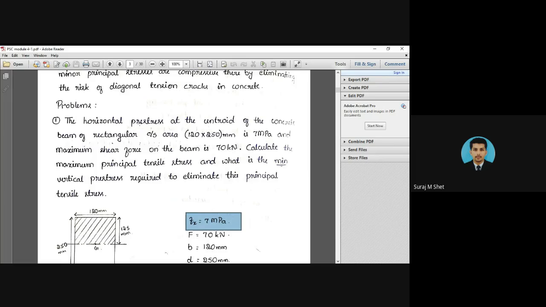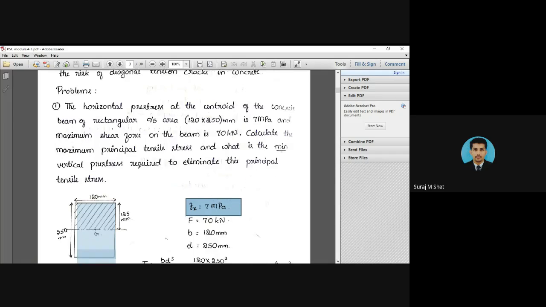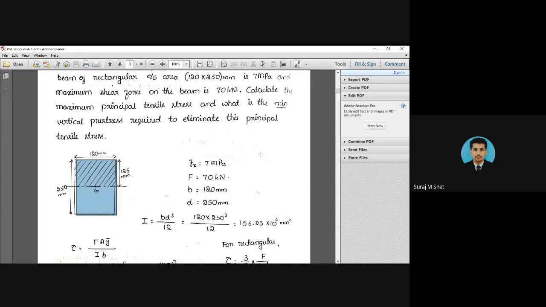The horizontal pre-stress at the center of the concrete beam is 7 MPa, and they have also given the dimensions. So 120 mm is the width and 250 mm is the depth. This is the given data, and the shear force on the beam is 70 kilonewton. They have given the shear force F equal to 70 kilonewton, breadth 120 mm and depth 250 mm.